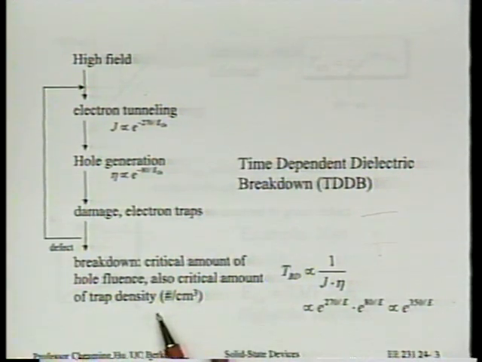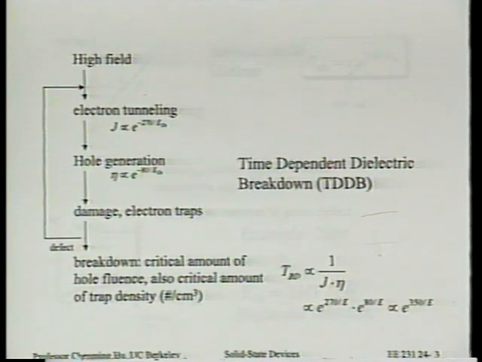I think it's about 10 to the, what is it? What's the number? Yeah, it's about 10 to the 17th per centimeter cubed, I think. And this number, I think in one of the references I gave you to read in the reader, there's a number given for that. All right?